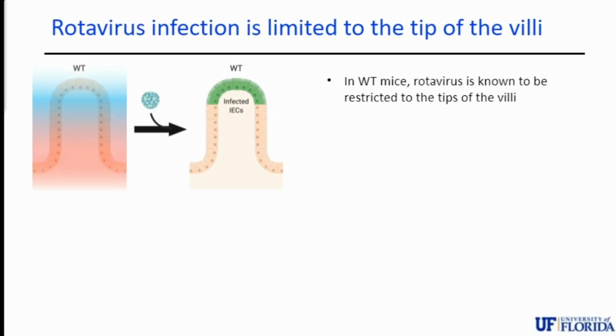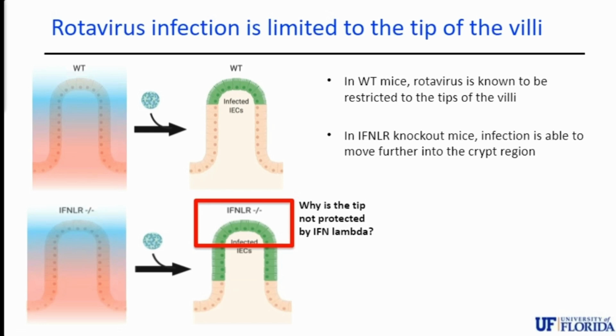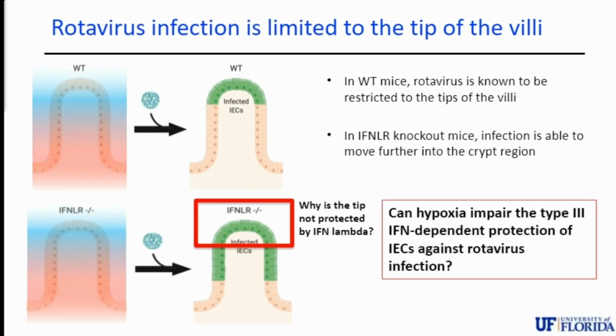When people tried to study why rotavirus is infecting the tip of the villi, they actually used a knockout animal system where the interferon lambda receptor, so the receptor for the type 3 interferon, was knocked out. And what they could show is that the infection is now moving down the villi structure, demonstrating that this region here, circled in red, is actually protected by interferon lambda. But what about the tip? Why is it not protected by interferon lambda? Maybe hypoxia can impair the type 3 interferon-dependent protection of IECs against rotavirus infection. And that's what I'm going to talk about today.